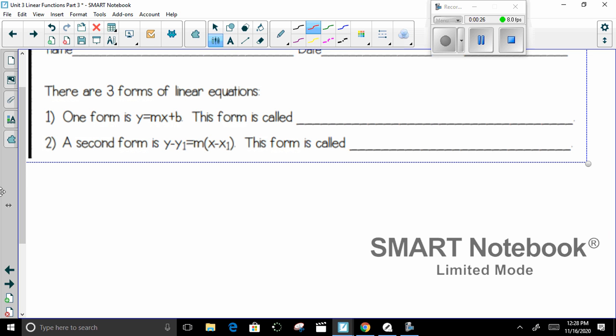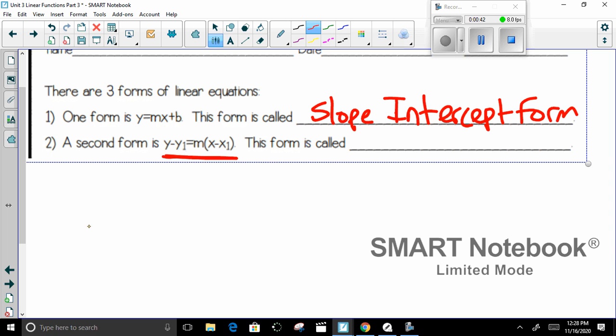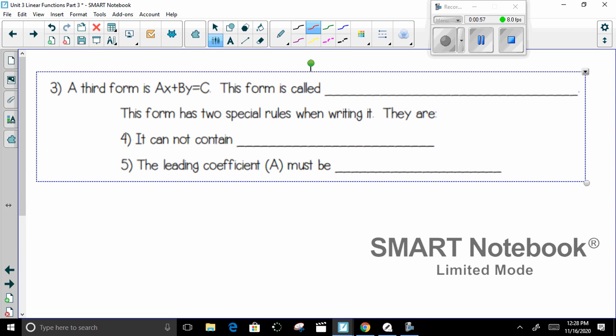One form is y equals mx plus b. This form is called, hopefully you got this correct, slope-intercept form. The second form is y minus y1 equals m times x minus x1. This form is called, hopefully you got this too, point slope form. The third form is ax plus by equals c. This form is called standard form.